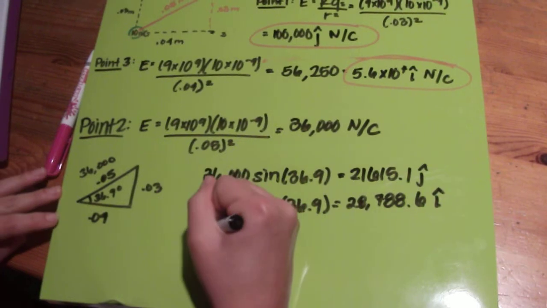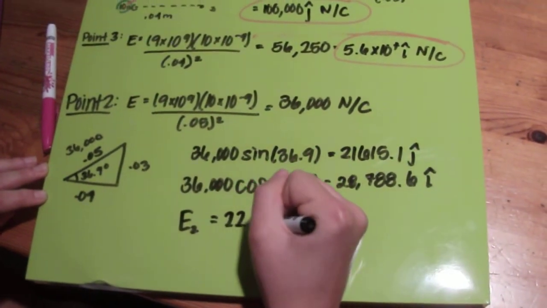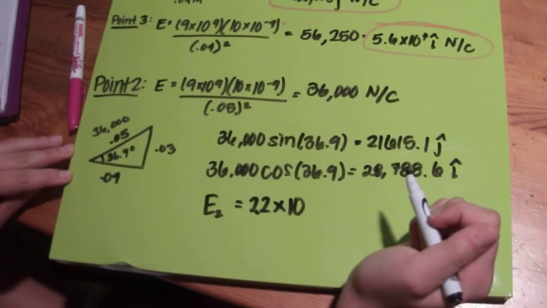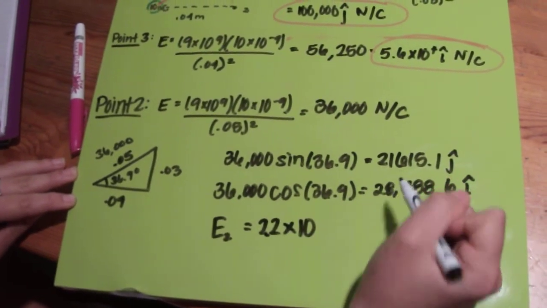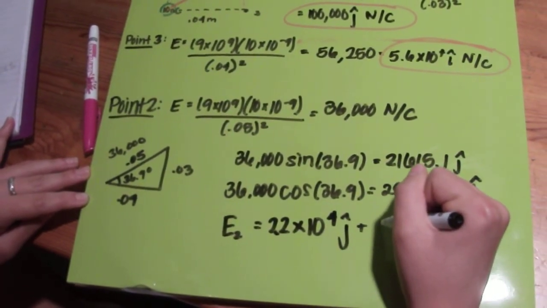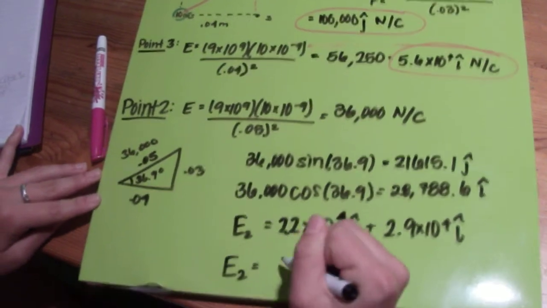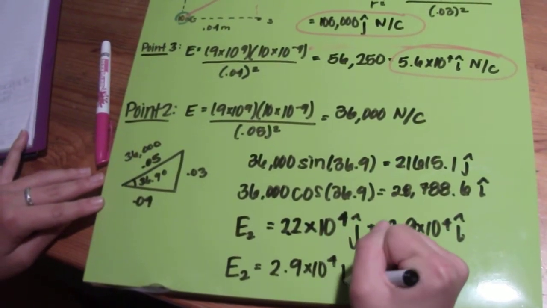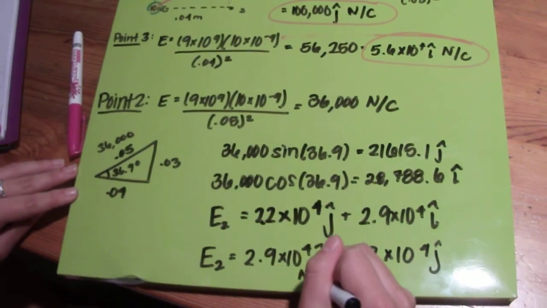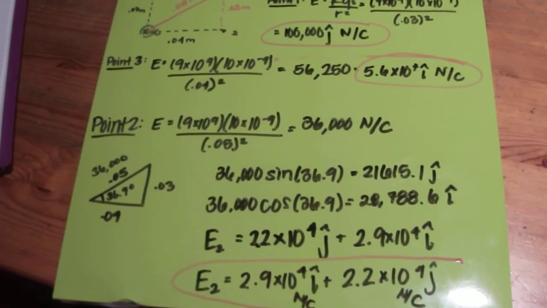And so to put that into component form, we'll get E at point 2 equals 2.2 times 10 to the 4th J hat plus 2.9 times 10 to the 4th I hat, and we should probably switch that. So equals 2.9 times 10 to the 4th I hat plus 2.2 times 10 to the 4th J hat. And let's add a newtons per coulomb there, just so we know. And that is the component form of the electric field at point 2.